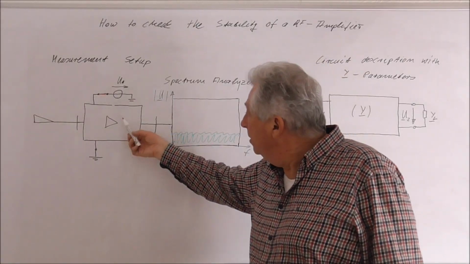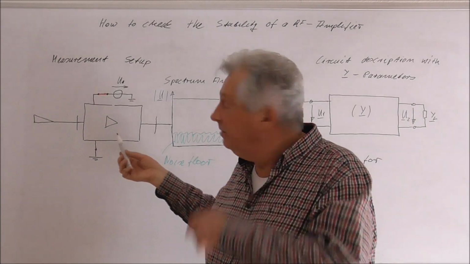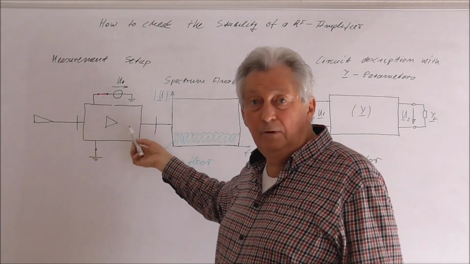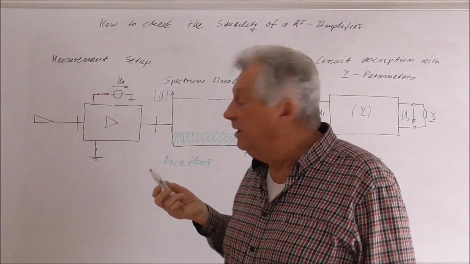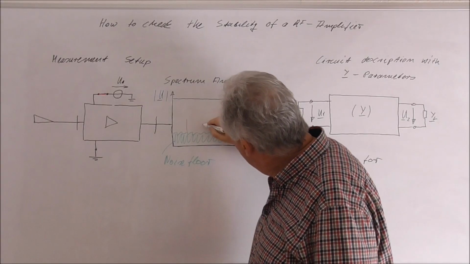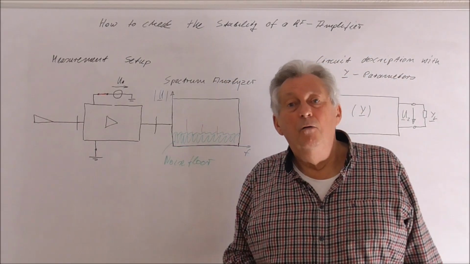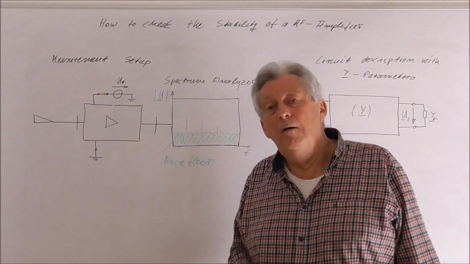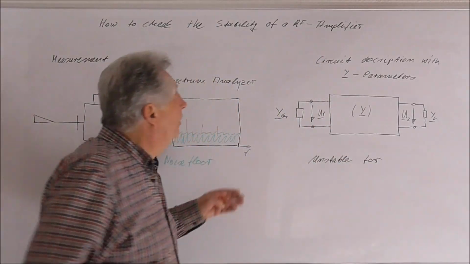If it's unstable, even though we do not give any signal into our amplifier, despite the noise, then we will see some spikes, which means that our amplifier itself will produce a signal by itself. And now I want to discuss this circuit.